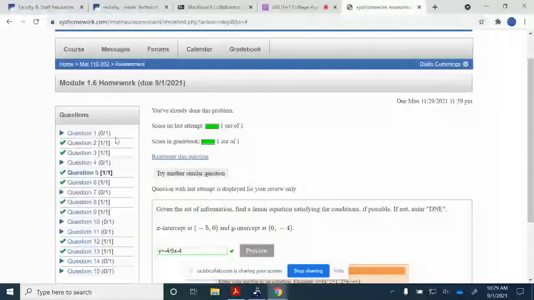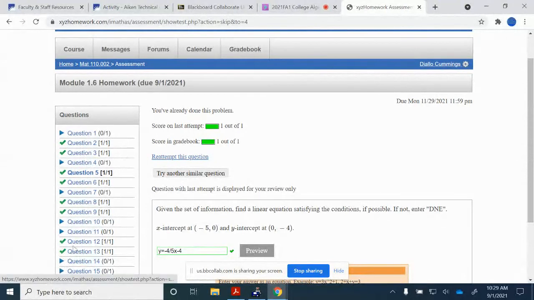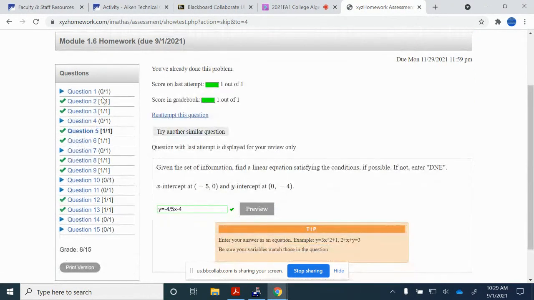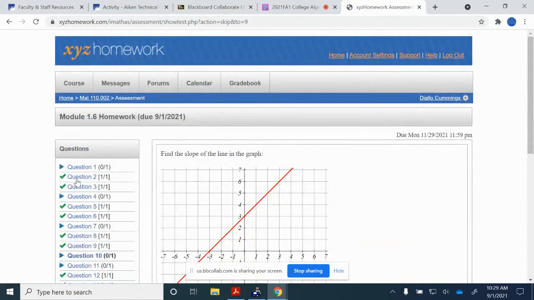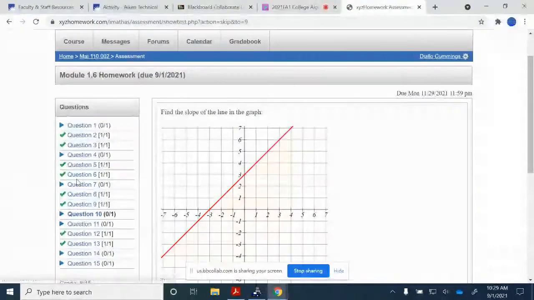All right, and we're going to take a look at some of the graphs that are down here. Most of the problems that we have done today are similar to problems in this last module. I want to take a look at number 10, 12, 13, and 14.